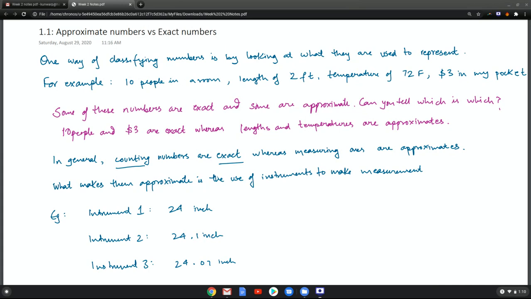So can you pause the video at this point and tell which is which? So 10 people and $3 are exact numbers, whereas the lengths and the temperatures are approximates. Now, how do you classify or find out the difference between exact and approximate numbers? It's by looking at how you arrive at that number.